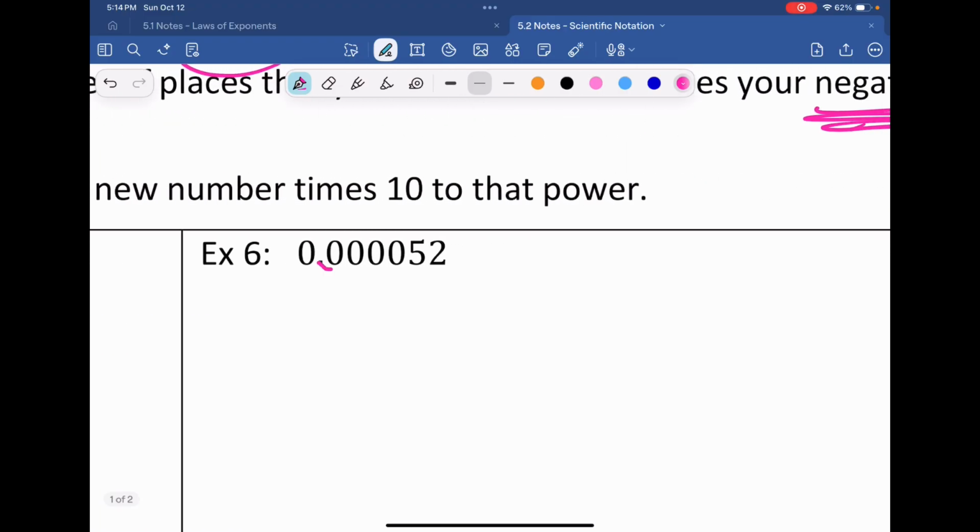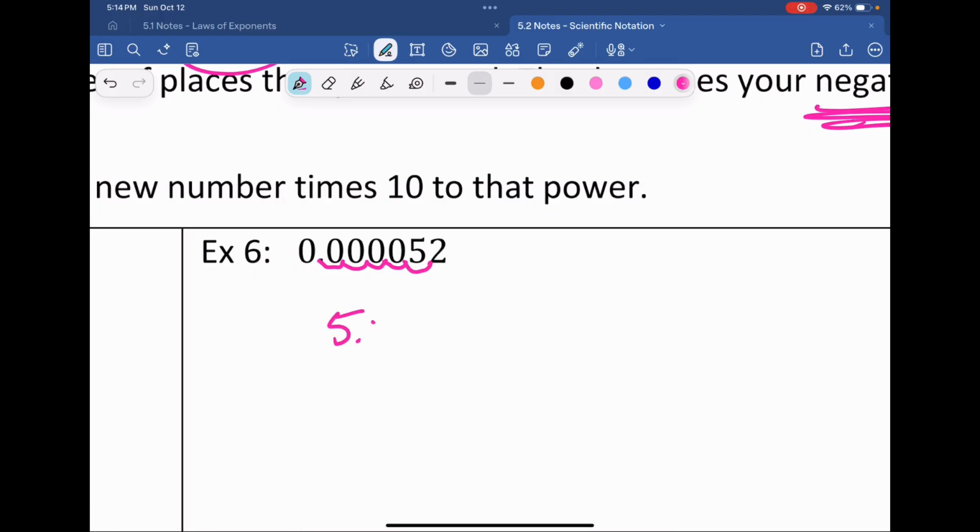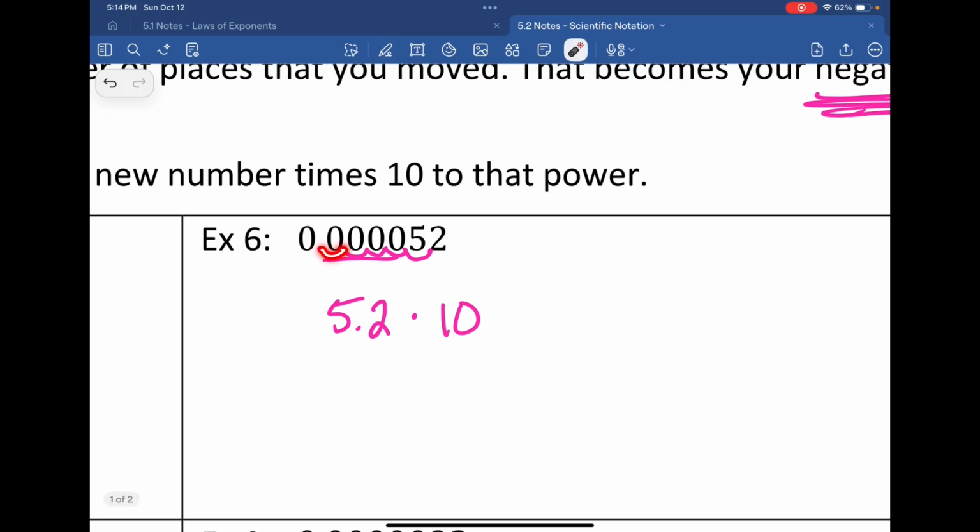All right, next one: 0.00052. So no. 0.0052, no. 0.052, no. 0.52, almost. 5.2, there we are. You only list the non-zero digits, so if you have a bunch of zeros in front, they don't get listed. Now, how many times do we move to the right? 5.